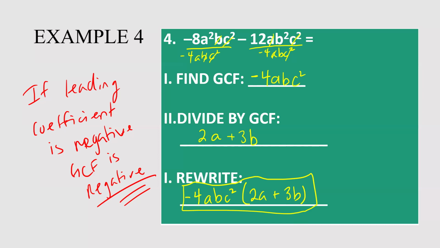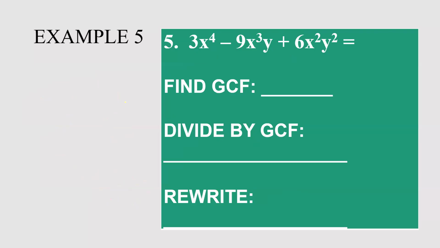Yes. Okay, guess whose turn it is? I know, crazy. Who knew it was coming down to you? Here you go. In box 5, you're going to write down 3x to the 4 minus 9x cubed y plus 6x squared y squared. And you're going to go through the process of writing it in factor form. Austin. Work. Your turn. Write the factor form. No, you write it on your paper.